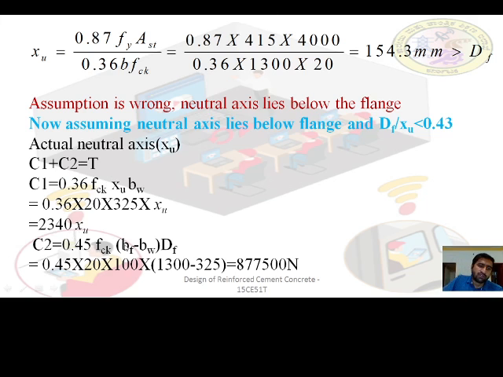So the C2 formula is 0.45 FCK. C2 is the compression force in the remaining part of the flange. So 0.45 FCK, (BF minus BW) into DF. Here all the terms are known. FCK is 20, depth of the flange is 100, BF is 1300 mm, BW is 325 mm. If I solve this, I will get 877,500 Newton. There is no need to convert to kilonewton, so let's keep it like this.